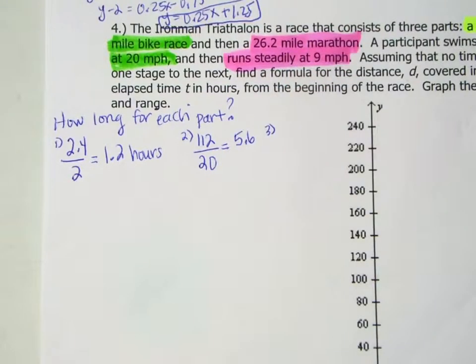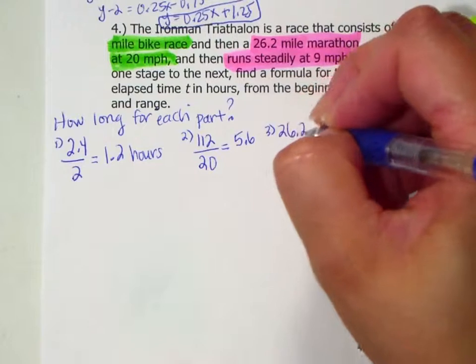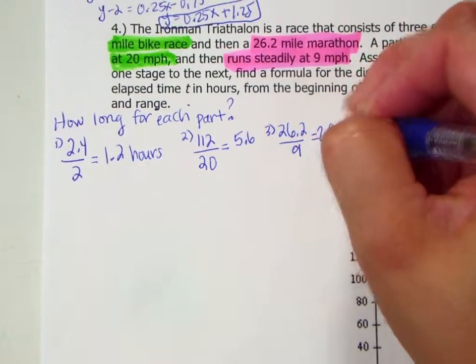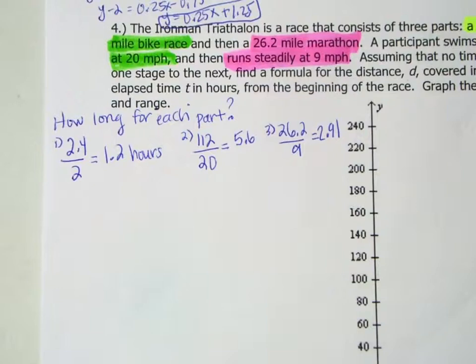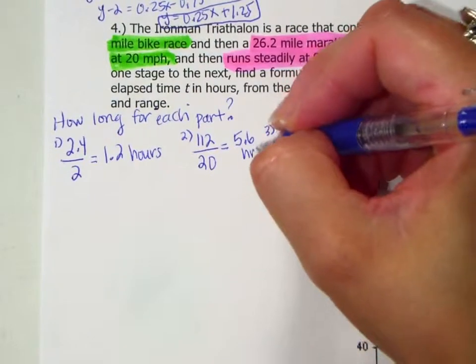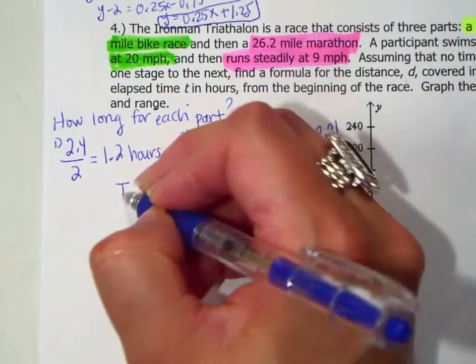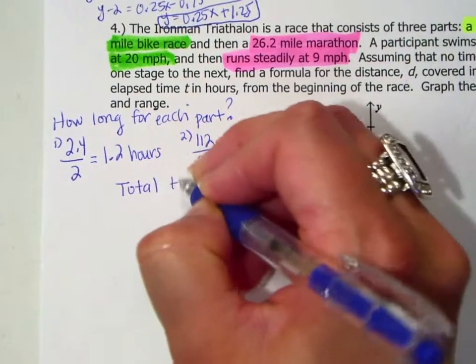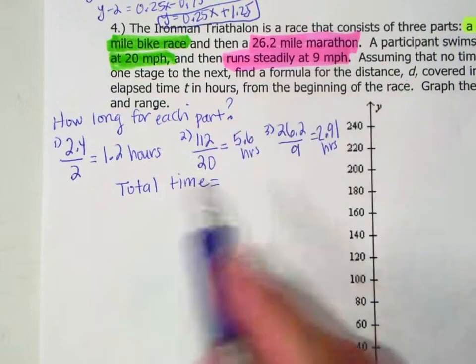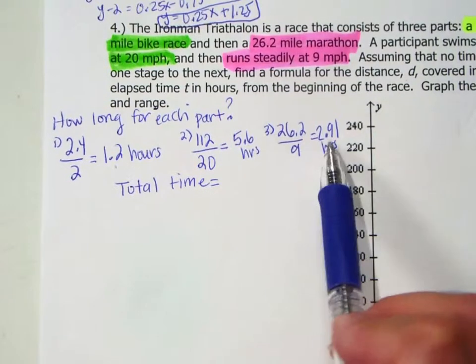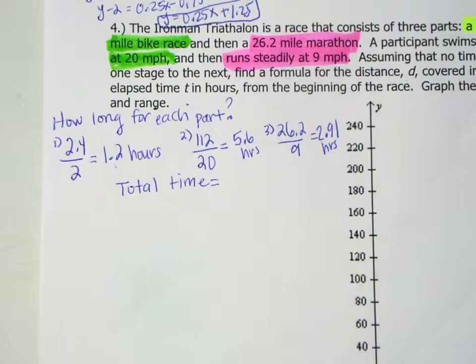And for the running is 2.91. And these are all hours. So the total time that it took her for the triathlon would be 1.2 plus 5.6 plus the 2.91.